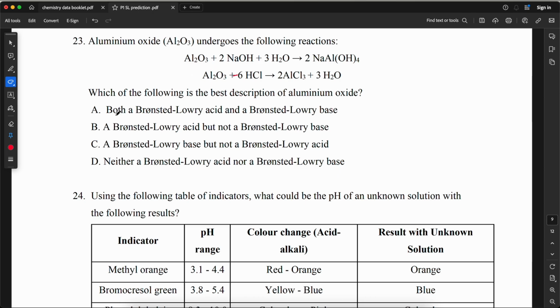So the answer will be C, a Bronsted-Lowry base but not a Bronsted-Lowry acid. Remember, Al2O3 is amphoteric. It means it's able to act as an acid or base, but it's not amphiprotic, which can donate and accept protons.